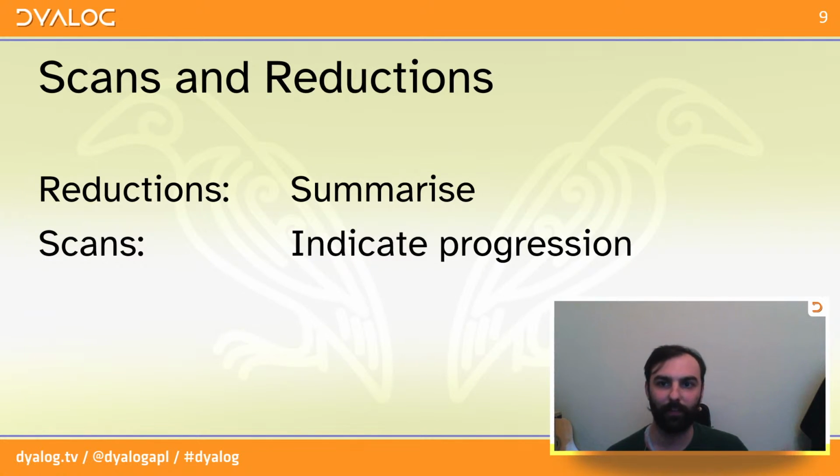Now to the other part of the title, scans and reductions. I just want to give this incredibly brief summary of them. So, reductions are generally functions that summarize something about data. If you have a vector of data, the reduction will return a single number that tells you some property about that vector, but you lose the details of the information there. And then the scans indicate some kind of progression. So they're like partial reductions along the prefixes of the vector. That will hopefully become a bit more clear as I show some examples.